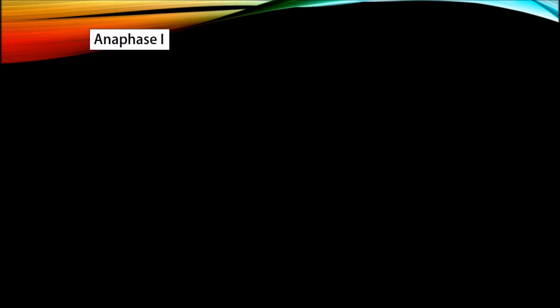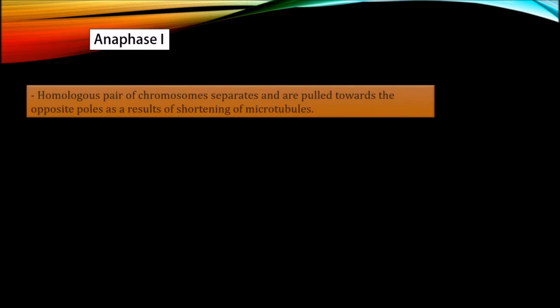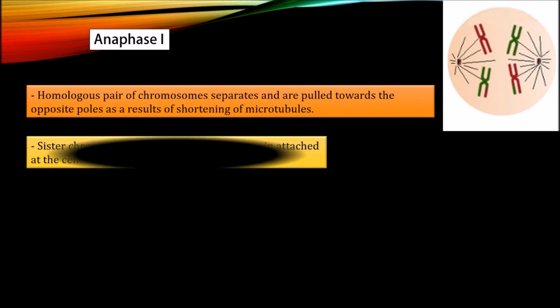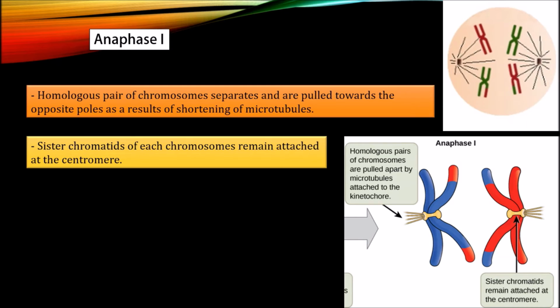Anaphase 1. Kinetochore microtubules of the spindle get shortened. Homologous pairs of chromosomes separate, and each chromosome of the pair is pulled towards the opposite pole. Sister chromatids of each chromosome remain attached at the centromere and move as a single unit towards the same pole. This is different to what happens in mitosis and meiosis 2.